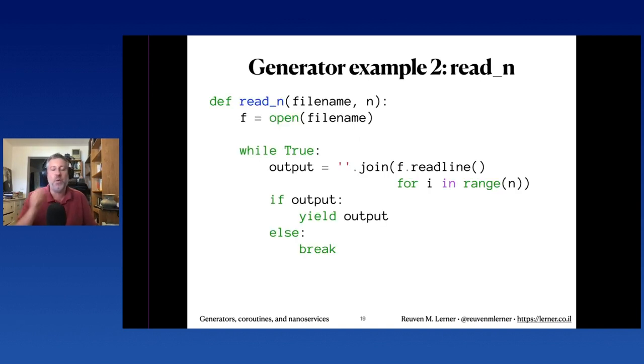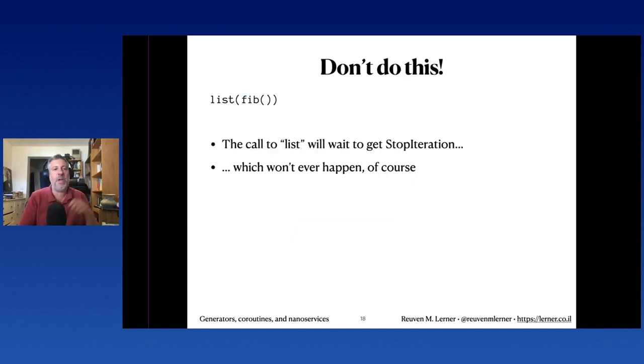All right, let's try one other example. I should add, by the way, that the whole business with Fibonacci shows that a generator function is a great way to describe an infinitely long sequence, something that we know will take forever, but we only want it in little bits and little bits and little bits.